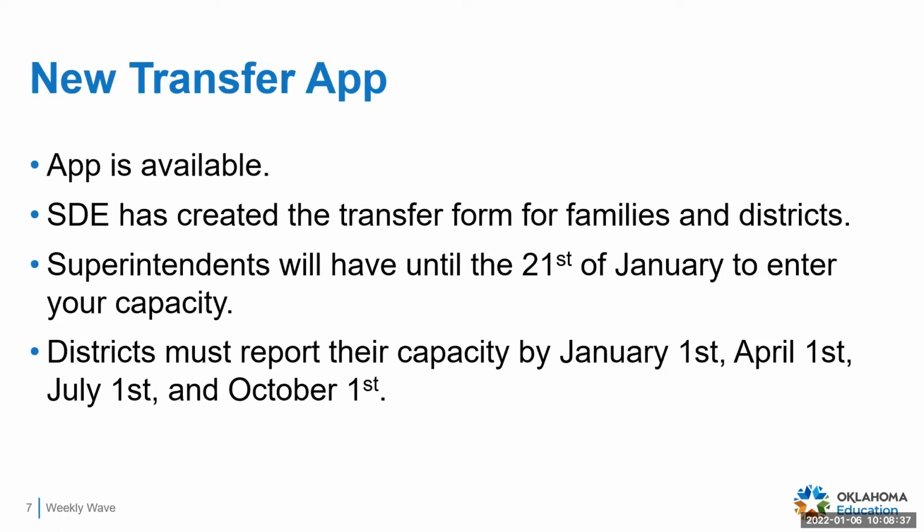Next, we're going to talk about the new transfer app. The app is available currently. We do have a form on the website for families and districts. We are working on an automated form at the time. It hasn't been released yet. The superintendents have until the 21st of January to enter their capacity, and only the superintendent logins can do that. If there's another type of user in the system, they're not going to be able to enter that capacity. Districts must report their capacity January 1st, that's ongoing, and then April 1st, July 1st, and October 1st.